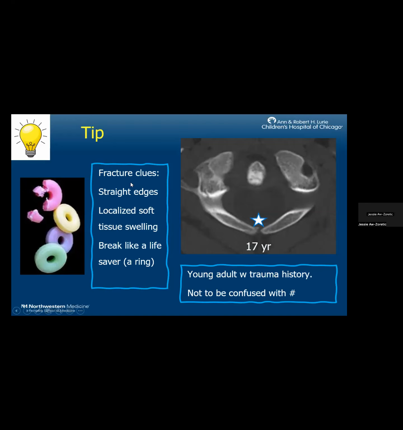Other clues to think about in terms of whether this is a normal variant versus an actual fracture, especially with the common history of trauma, MVA, pedestrian, whatever: you want to look out for straight edges and localized soft tissue swelling. And C1 is a ring, so you want to think of it as having to break like a ring. If there is one fracture, there has to be another fracture too.